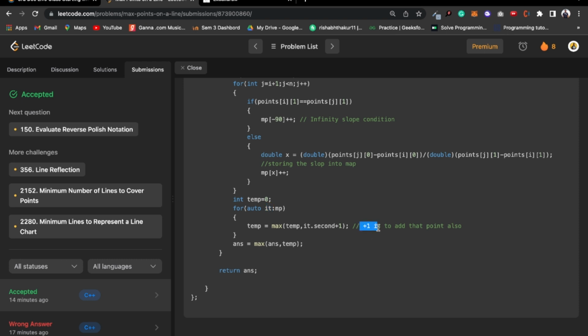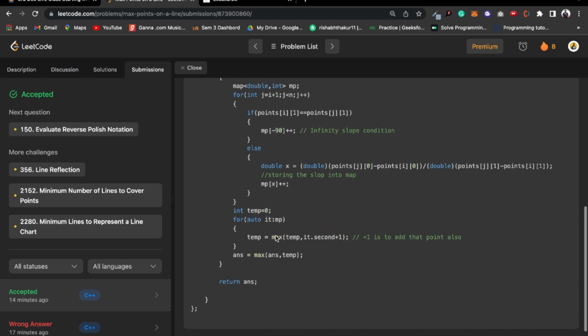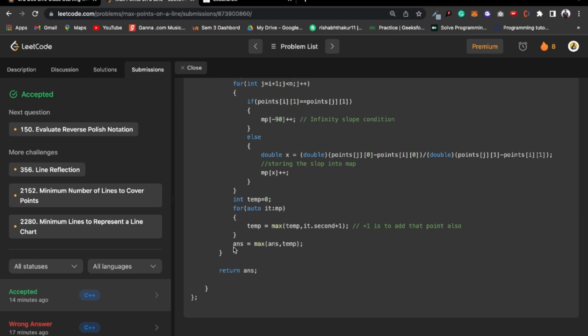Why plus 1? Because plus 1 is to add that point also, because we have not included the point from where we are calculating the slopes. So we have included it by using plus 1, so that we don't have to do plus 1 in the answer itself. After calculating this temp, I'll come out of the inner loop, and in the outer loop we make sure the answer is the max of answer comma temp. So every time it calculates from each point, it stores the maximum in this answer, and we have to return this answer. So this is the code.